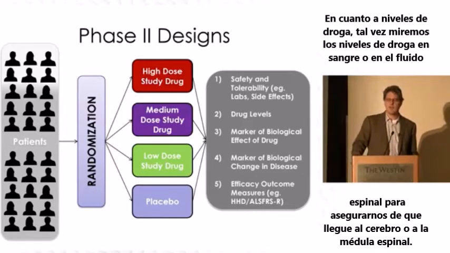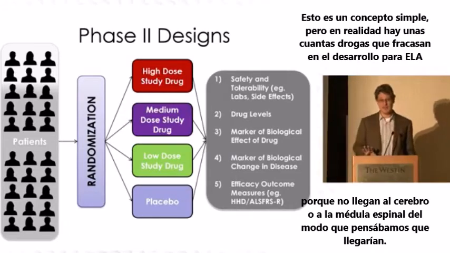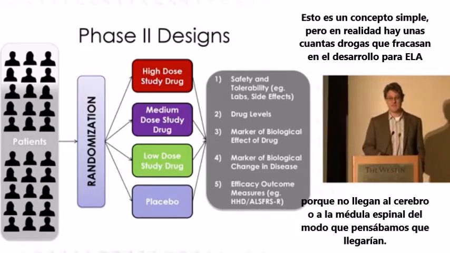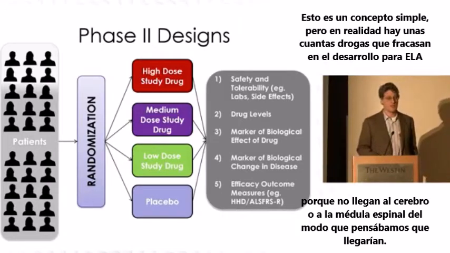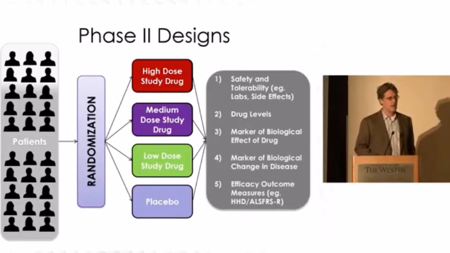Drug levels. Maybe we're looking at what the level of the drug is in the blood. Or maybe we're looking at the level of the drug in the spinal fluid to make sure that it gets to the brain or spinal cord. This is a simple concept, but there are actually a fair number of drugs that have failed in ALS drug development because they just didn't get to the brain or spinal cord the way that we thought they should.